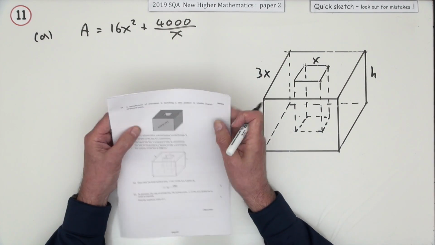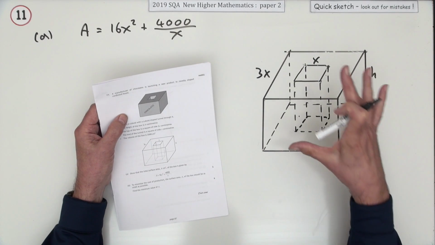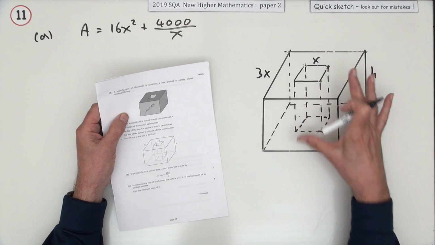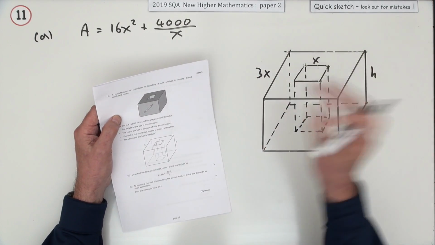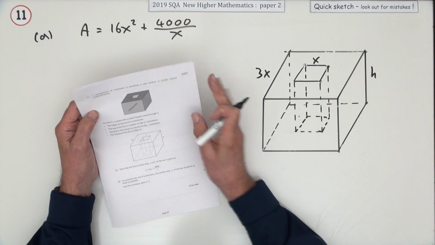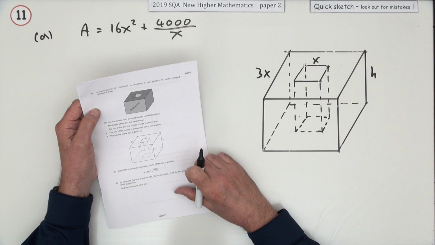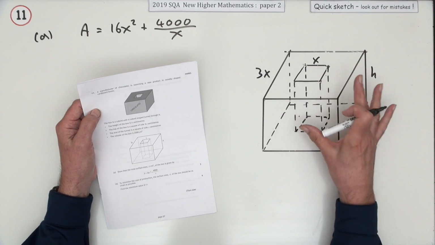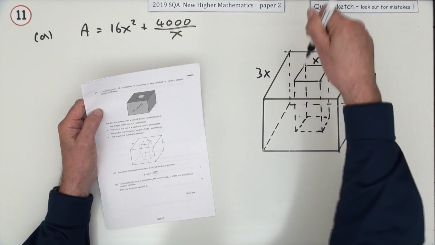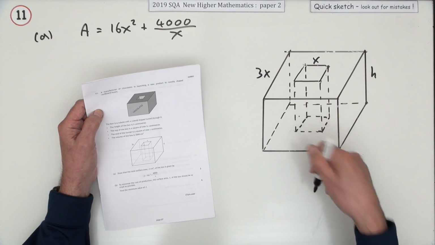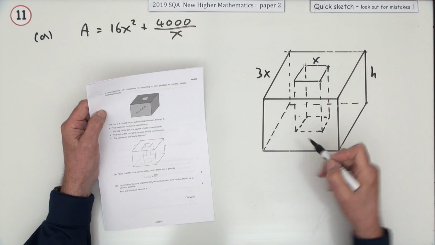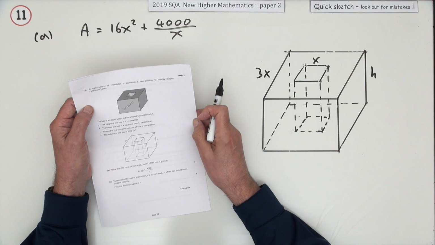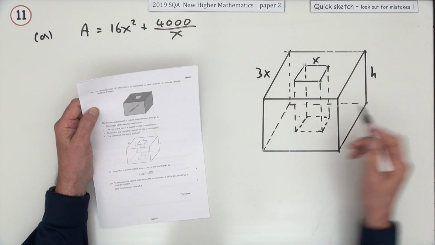So what's it all about? There's a novelty-shaped cardboard box. Well, that just looks like those bricks you get to build garden walls, doesn't it? There's a novelty-shaped cardboard box, which is basically a cuboid with a square top with a square hole through the middle. There's a square prism going down through the centre of it. This is 3x, that's x, and the height's h.